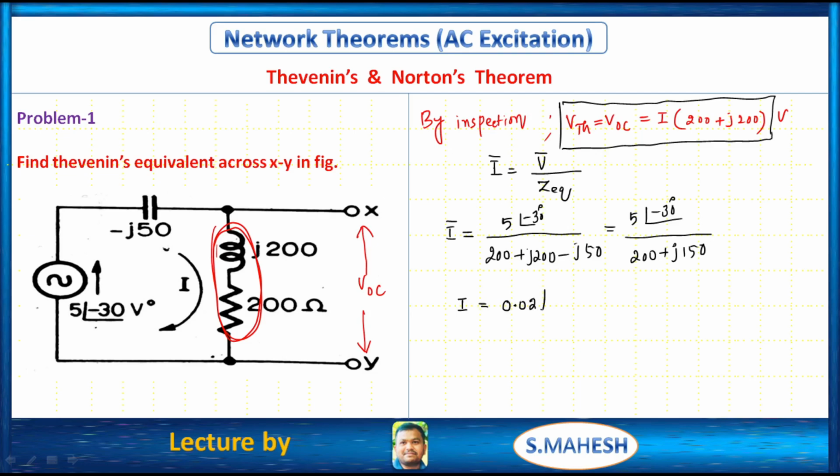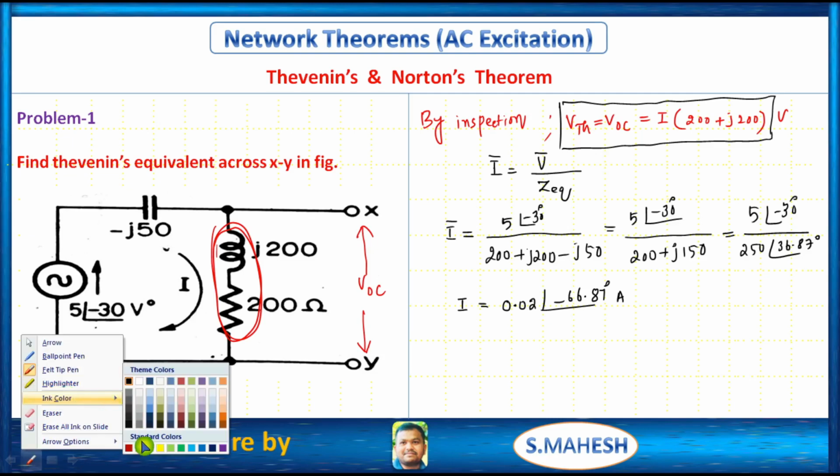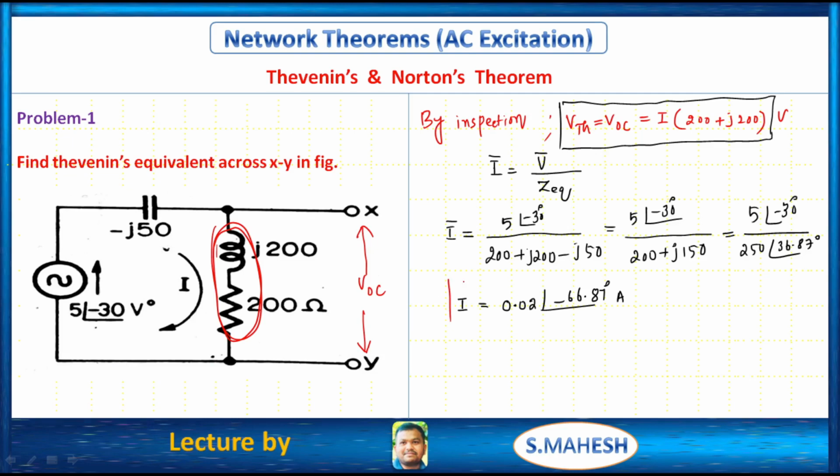From this, I is equal to 0.02 at an angle minus 66.37 or 87 amperes, which is equal to 5 at an angle minus 30 divided by 250 at an angle 36.87. So this is the current from this circuit.